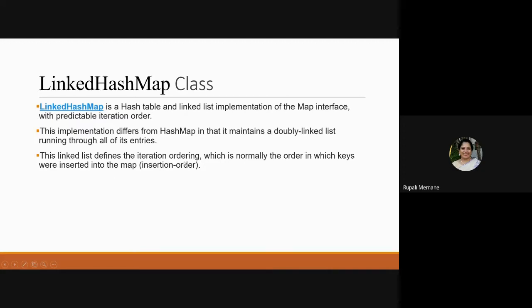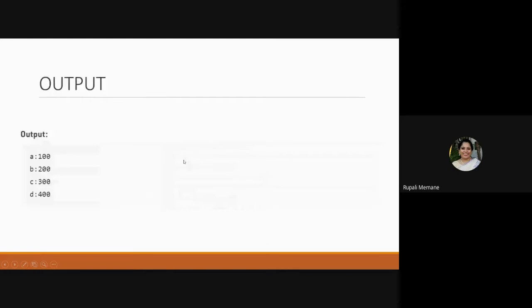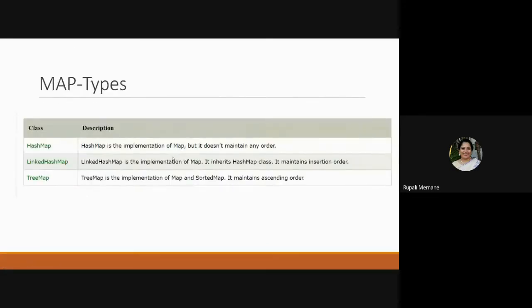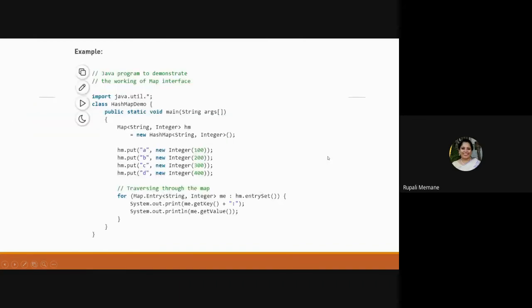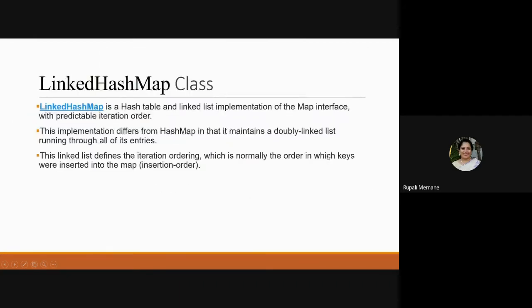map. Fine. So here we have seen in the previous session slide also that your linked hash map is going to maintain the insertion order. Here it is not going to maintain the insertion order. So this is going to inherit the hash map because it is a linked hash map, but it is going to maintain the insertion order. So that is your linked hash map, right?